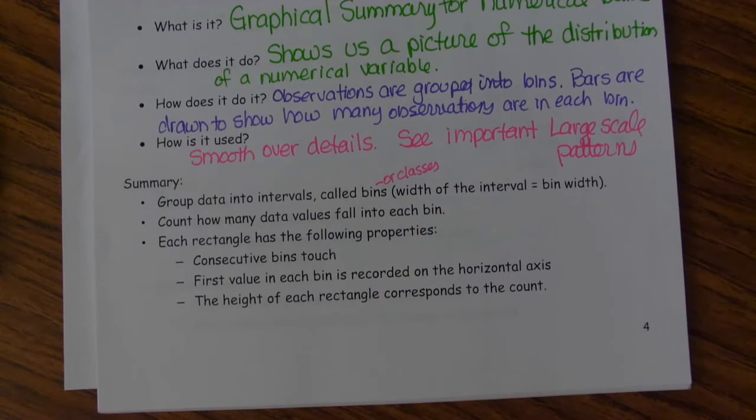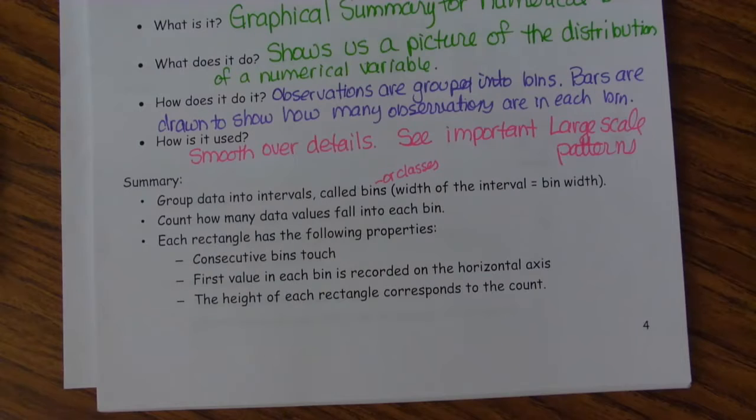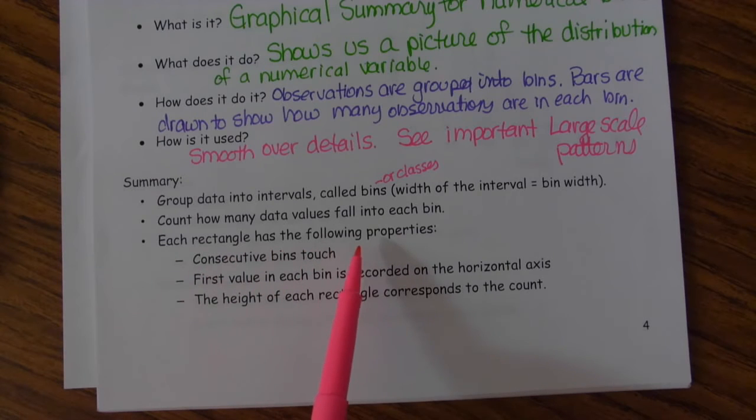Bins or classes, or sock drawers if you want, right? The width of the interval equals the bin width. So these are 5 right here. The author put those at 5. We count how many data values fall into each bin. Each rectangle has the following properties.